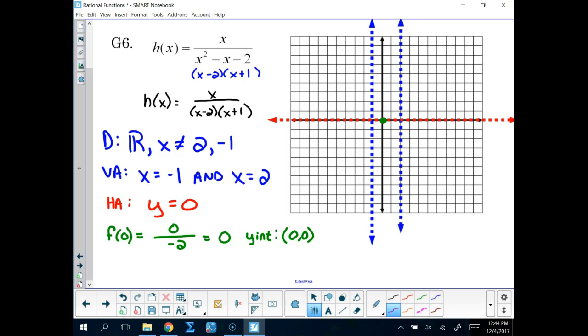Numerator, set it equal to 0. That tells me that my x-intercept is 0, 0. So that's a halvesies. Okay. Other points.